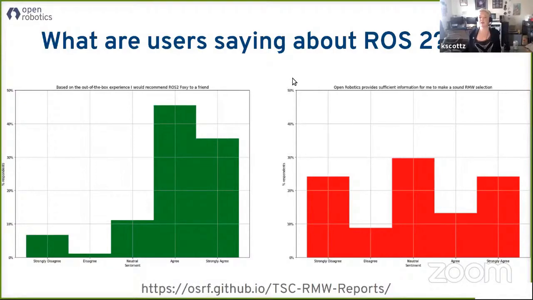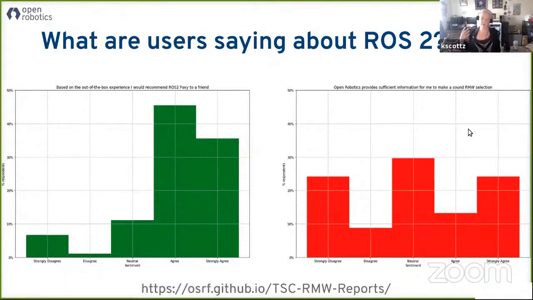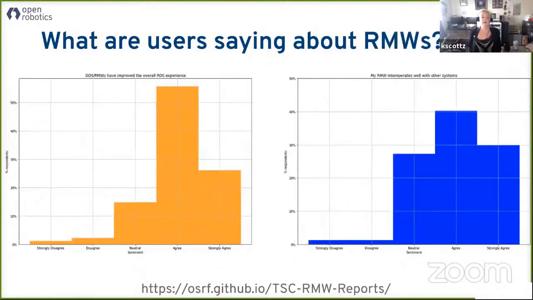However, we also surveyed, are we providing enough information to make a sound selection to figure out the right RMW for ROS2? And the responses here were much more mixed. So people are enjoying ROS2, but they're still finding that there's not sufficient information for them to make the switch, or it's a difficult process. So hopefully we'll be fixing that, and I'm going to give you a few pointers on how to do that well.